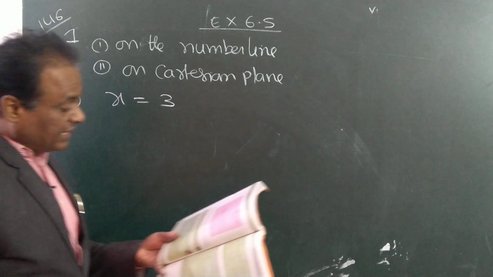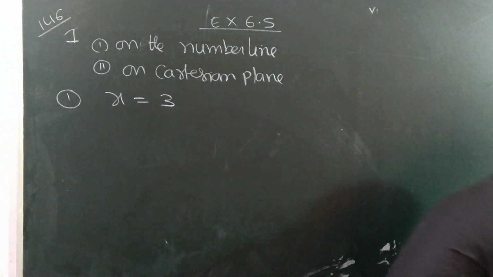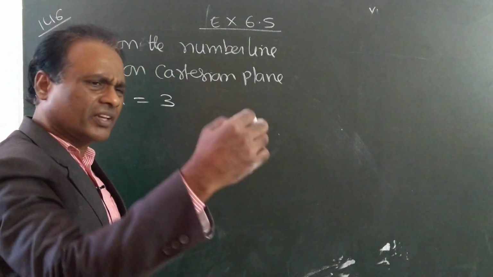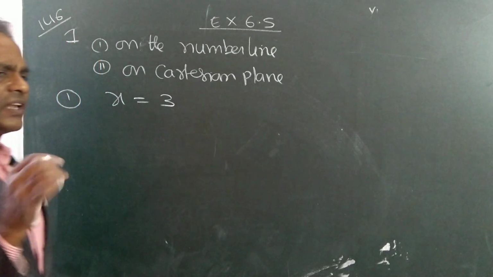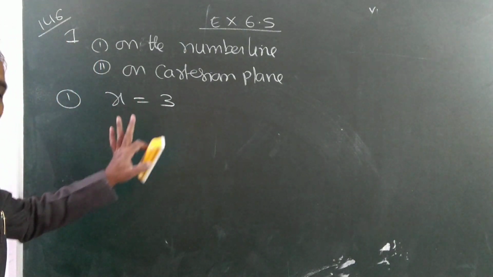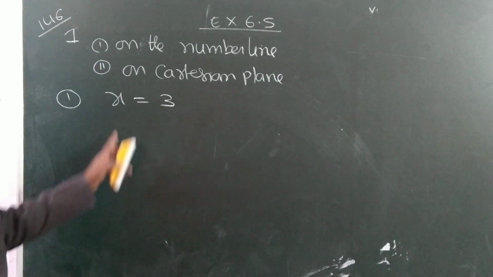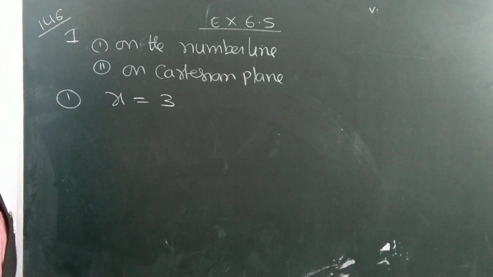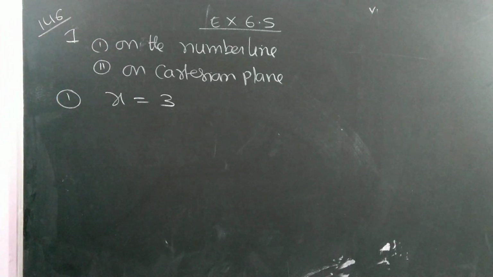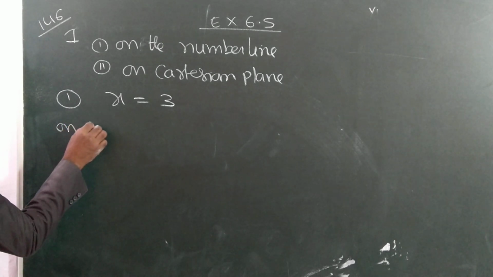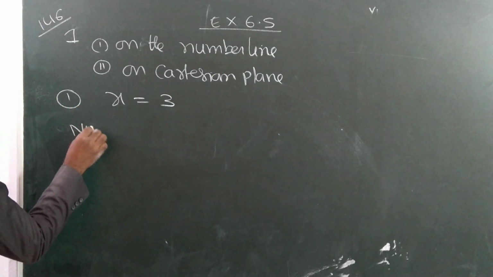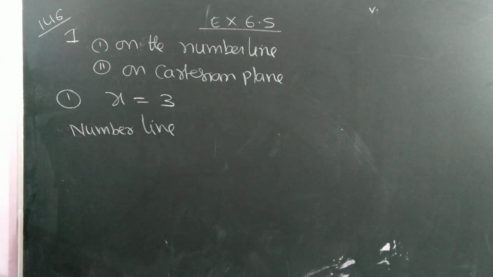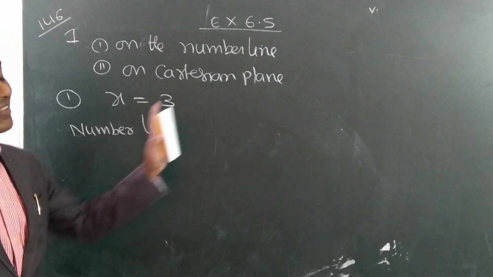First question is x is equal to 3. Students, x is equal to 3. Simple problems only. All 6 problems are very simple. X is equal to 3 is the equation. Represent this on the number line and also on the Cartesian plane.